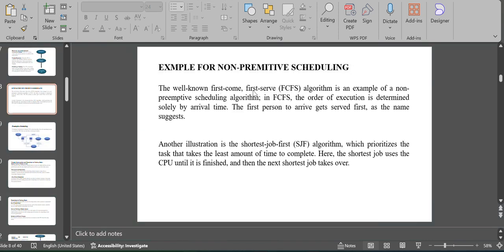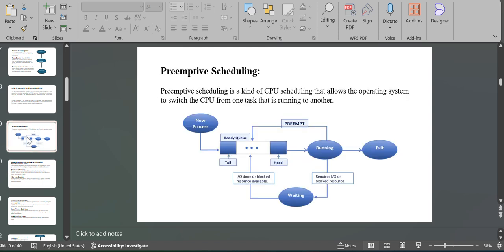Here you can see examples of non-preemptive scheduling. The well-known first come first serve algorithm is an example of a non-preemptive scheduling algorithm. In first come first serve, the order of execution is determined solely by arrival time. The first to arrive gets served first, as the name suggests. Another illustration is the shortest job first algorithm, which prioritizes the task that takes the least amount of time to complete. Here, the short job uses the CPU until it is finished. The next shortest job takes over.